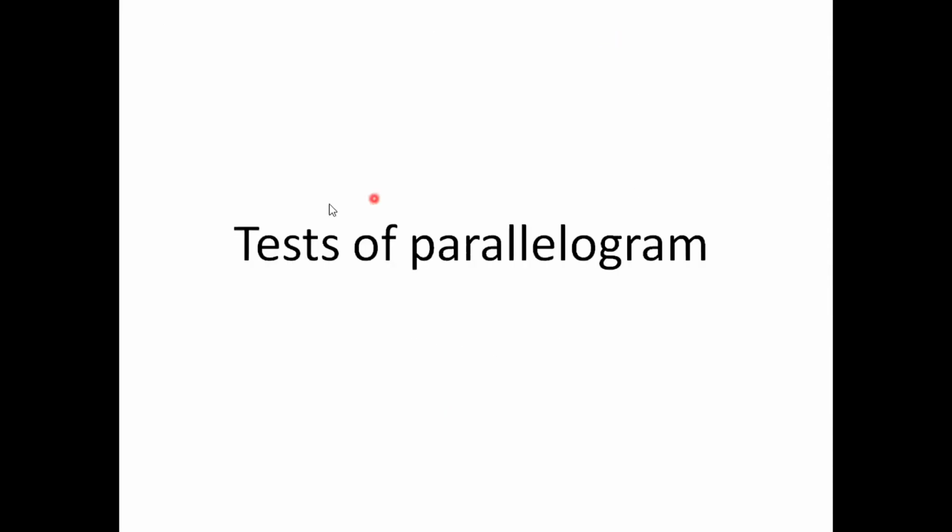Now there are certain tests of parallelogram by which we can identify whether a given quadrilateral is a parallelogram or not. For that we have some tests. The first test is, if a pair of opposite sides of a quadrilateral are congruent, then that quadrilateral is a parallelogram. Suppose there is a quadrilateral given of which the pairs of opposite sides are congruent, then that quadrilateral must be a parallelogram.